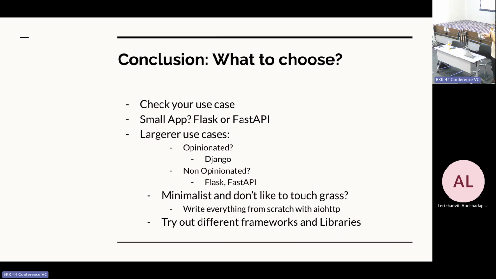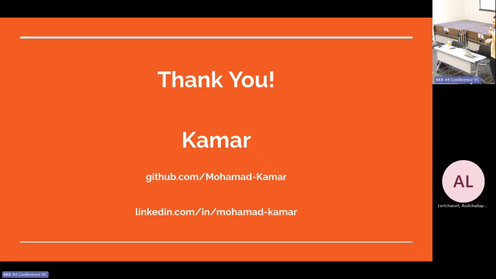Larger use cases, are you an opinionated person? Do you like the predefined nature of an application? You like to have everything set up. You have your models in one place, your views in one place. You don't want to move from a defined structure that you already know works. You go with Django. You're non-opinionated. You like to build things yourself. Flask. Minimalist and don't like to touch a lot of grass. You like to write everything, then just write aiohttp and try out different stuff and see what you like. And that's it. Thank you. Thank you very much.